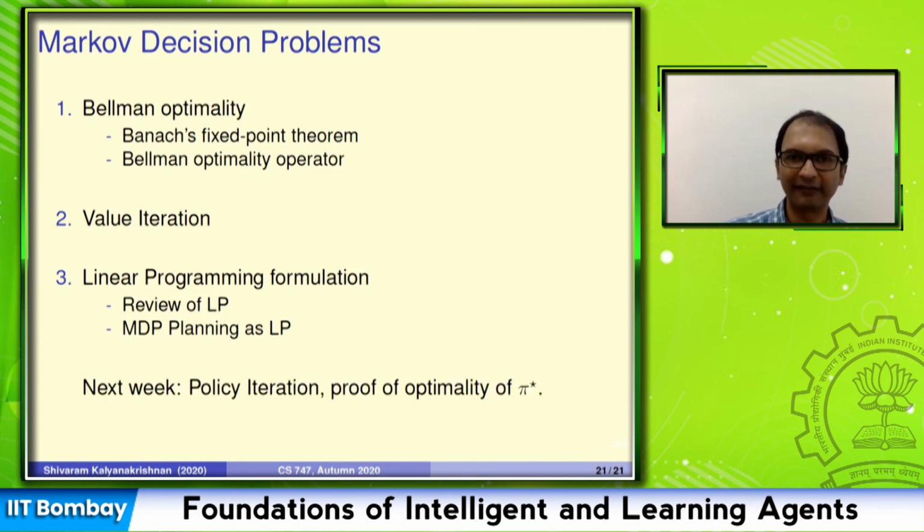What we haven't done is the third family of algorithms for MDP planning, that is policy iteration. That's coming to you next week. And the other IOU is the actual proof that the pi star that was greedy with respect to V star was an optimal policy, that you can't have policies that are better than pi star. That will follow very naturally as a part of the analysis of policy iteration, through what's called the policy improvement theorem. That's coming to you next week.